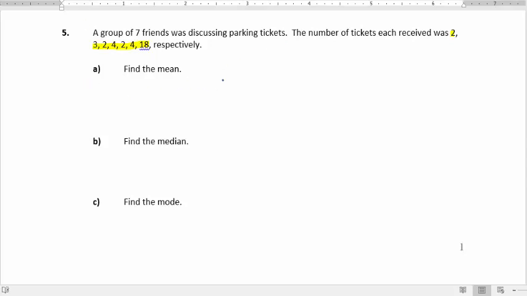So the mean, if you remember, was the sum of all the values divided by how many values there were. I'm going to write this as the sum of all the x's, and these are the different x's. When I add them all up, 2, 5, 7, 11, 13, 17, and 18 is 35. So it's 35, and it was 7 friends, so 7 different numbers here. When you do 35 divided by 7, it comes out to exactly 5. So the mean number of parking tickets is 5.